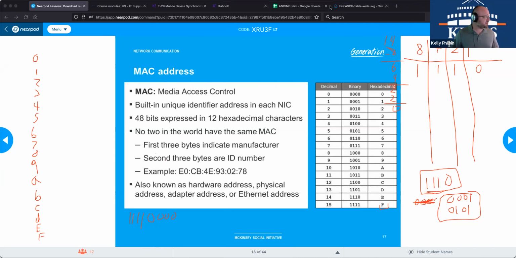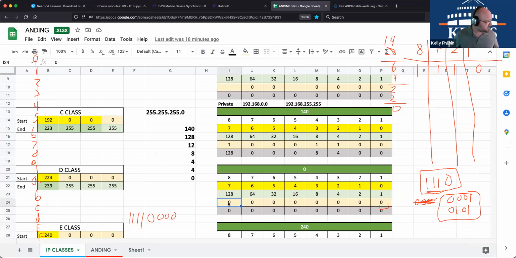Where in binary, if we wanted to do the same thing, go over here. If I want to do the same thing, I have 1, 1, 1, 1, 0, 0, 0, 0, 0, which gives me 240. So I could either represent it as 240 or E0, correct?